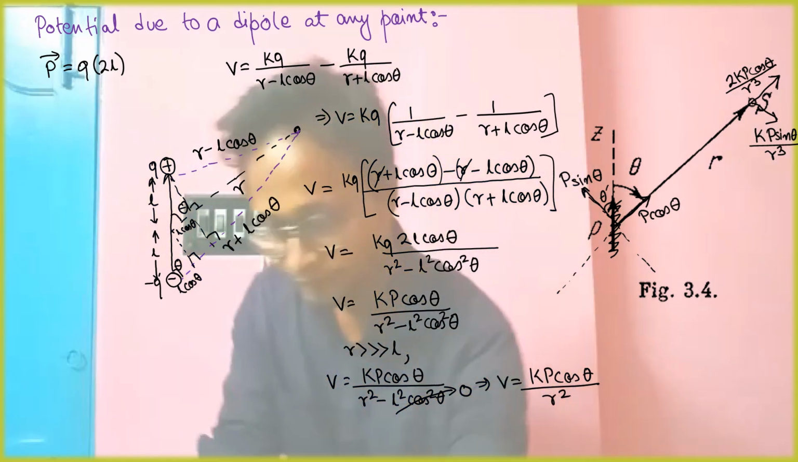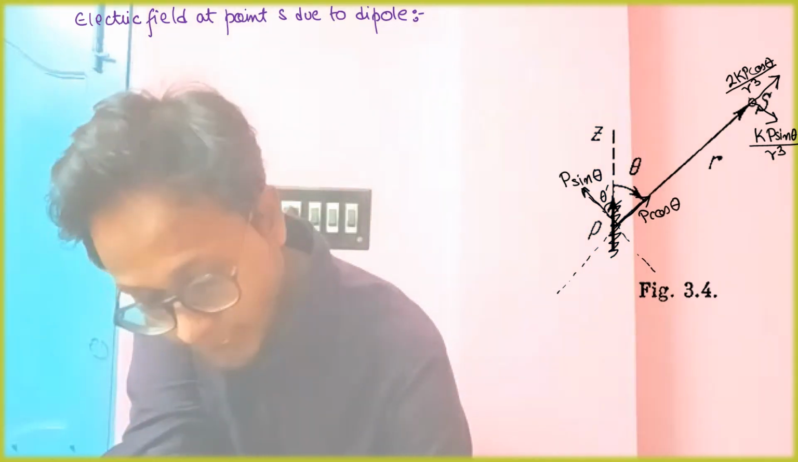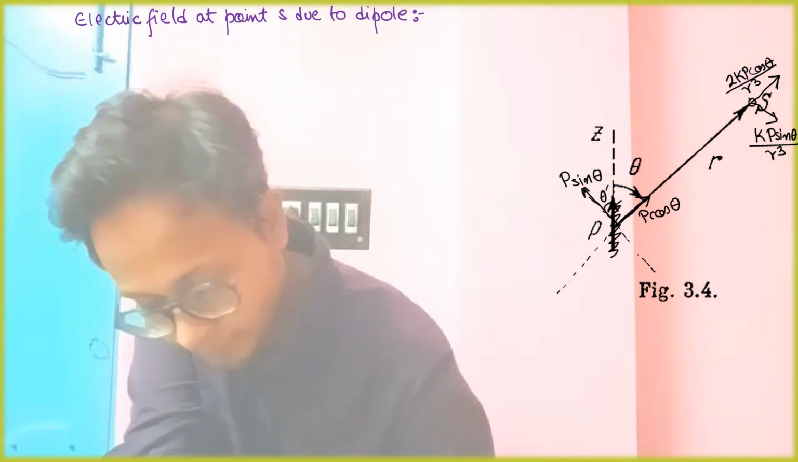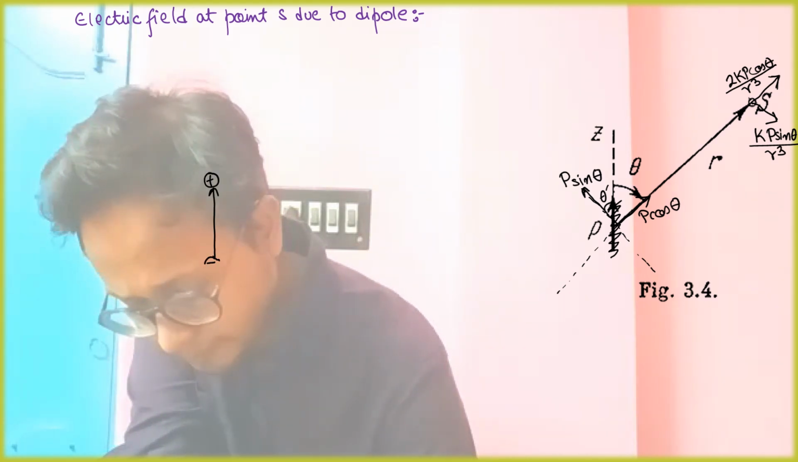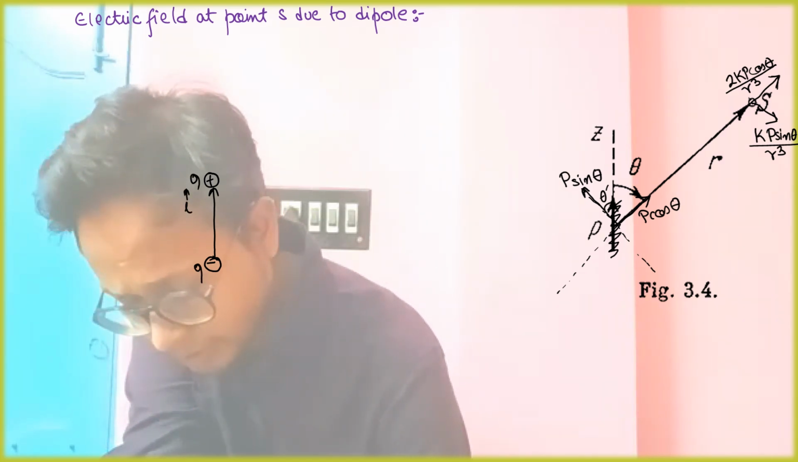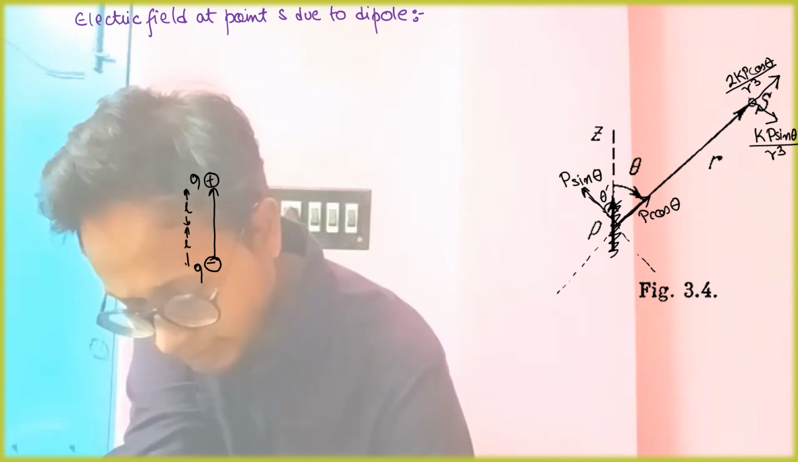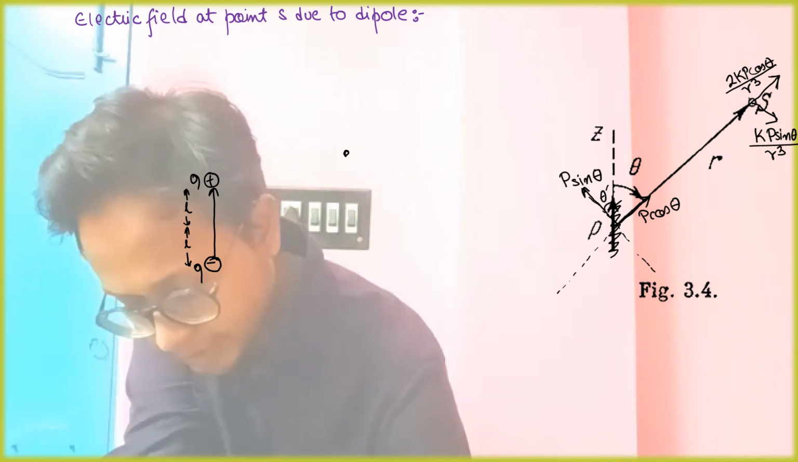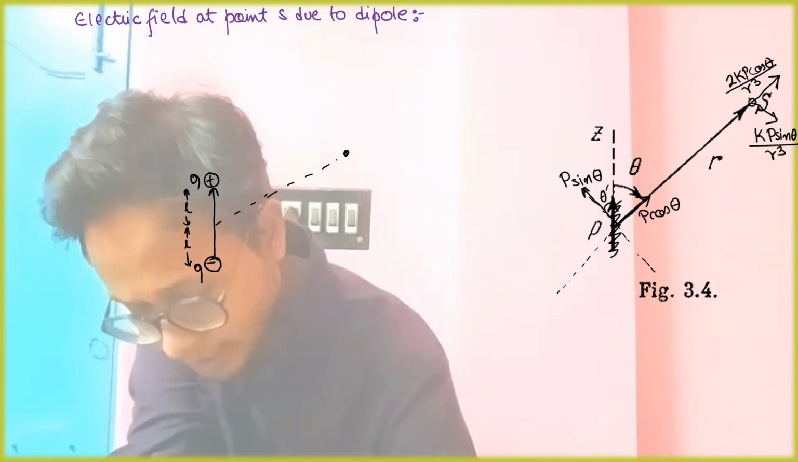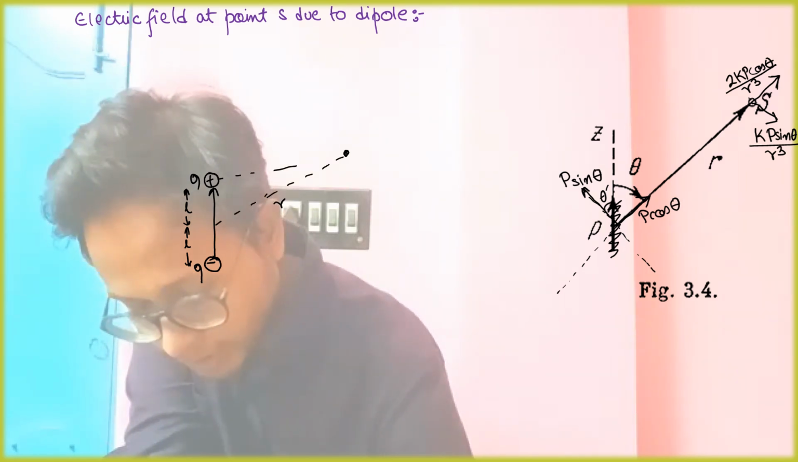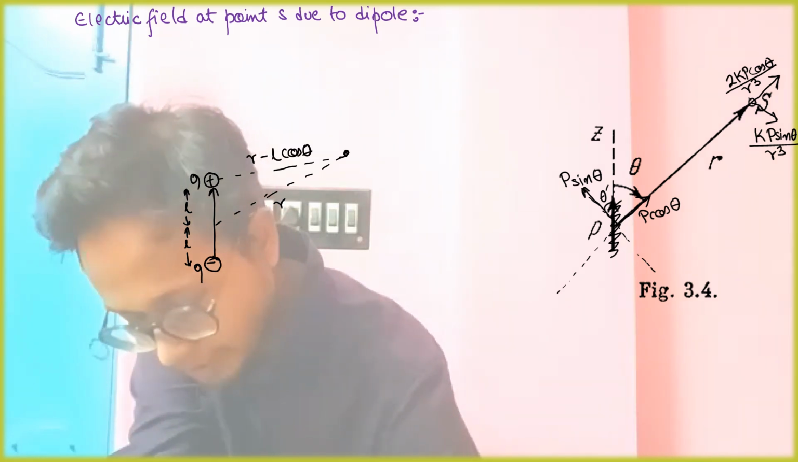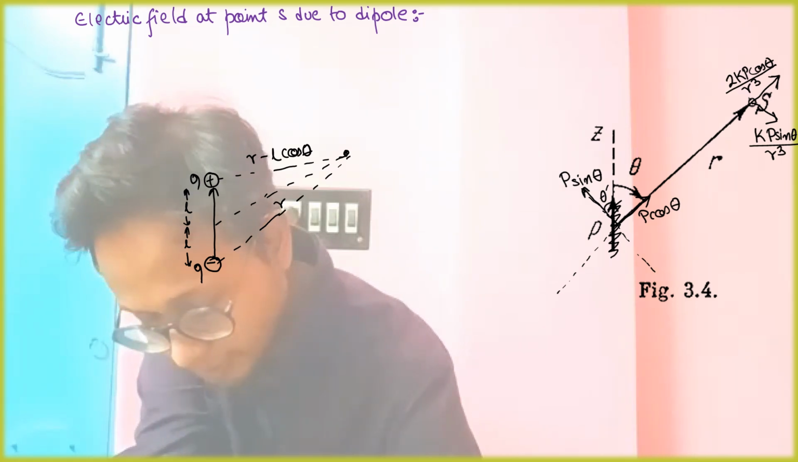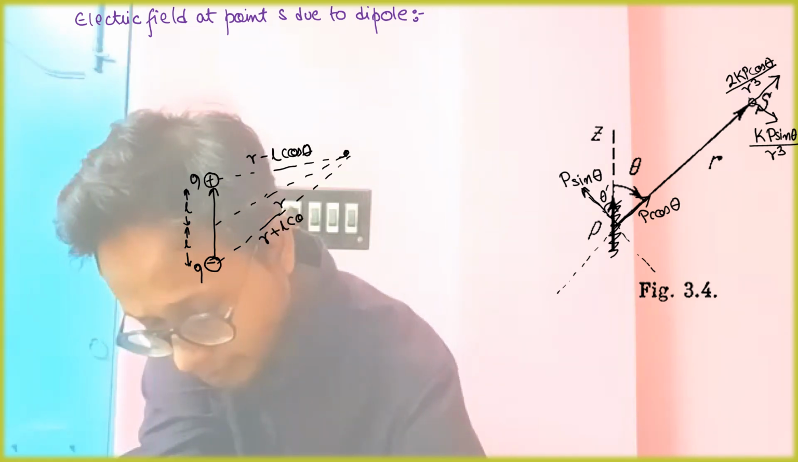We'll see how. Now I'll use the same method to find the electric field at point S. This is a dipole. Here a positive charge is there, and here a negative charge is there, Q positive charge and Q negative charge. The distance between them is 2L. Here point S is there, and this is distance R. From the positive charge, the distance is R minus L cos theta, and from the negative charge it is R plus L cos theta.